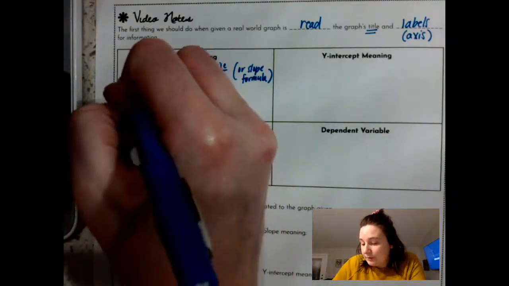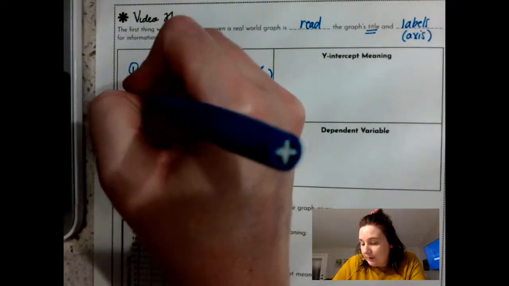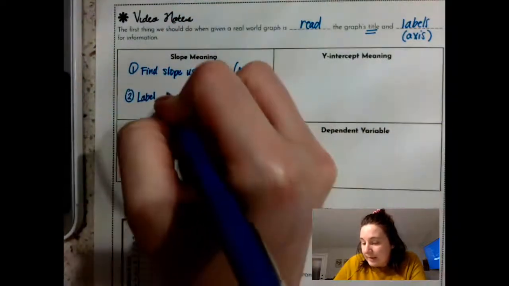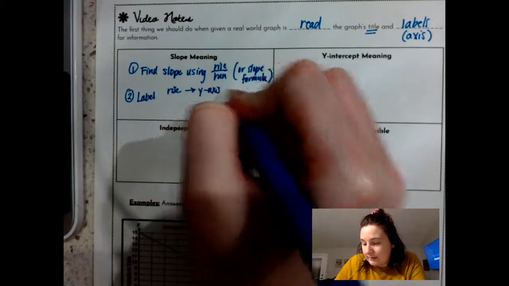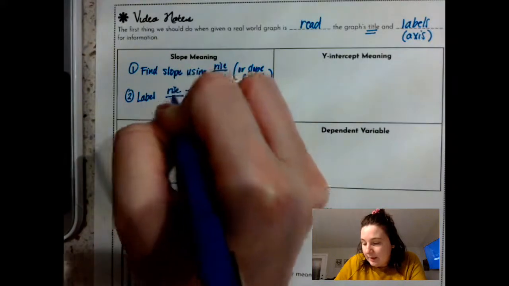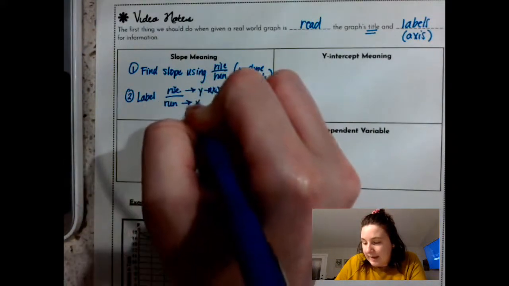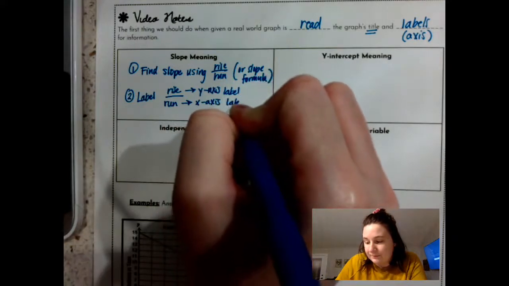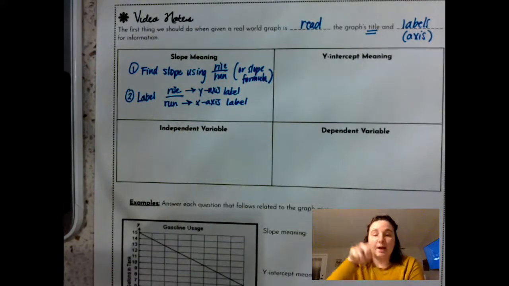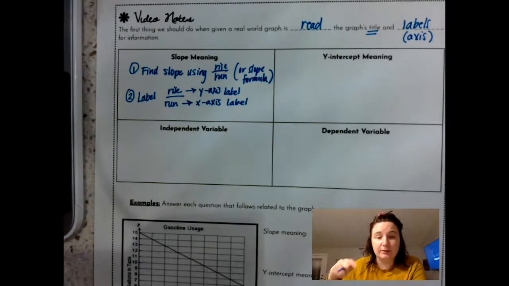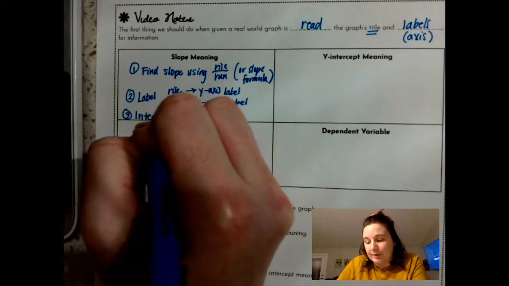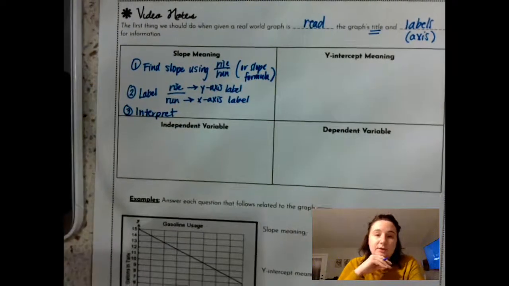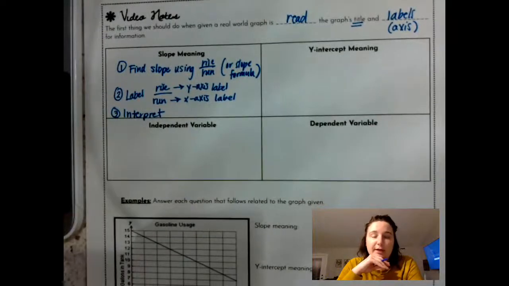Then you are going to label, and our rise is our y-axis label, and our run is our x-axis label. So you want to figure out what the rise is representing, and you do that using the labels or the titles. And then the run is the x-axis label. And our last step is always going to be to interpret. So you're going to have to write a sentence for this. You can't just have a number or a label or anything.